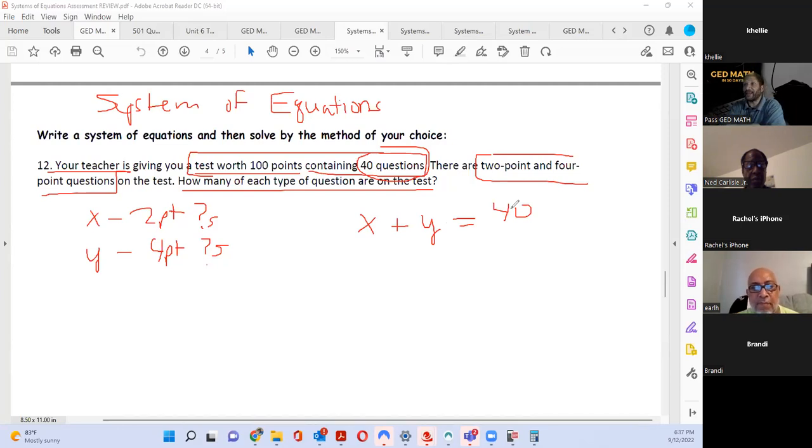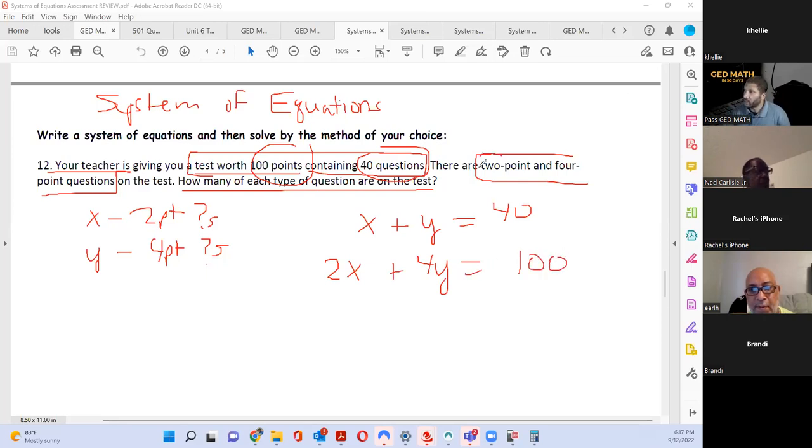Okay, now the second is that they're each worth 2 and some questions are worth 4. But what do we know about all of the points? All together is going to be what? 100 points. So we know that the number of questions, X, times 2, right? Because 2 points for each question. So if there's 10 questions worth 2 points, you would have 20 total points. So 2X plus 4Y equal 100.